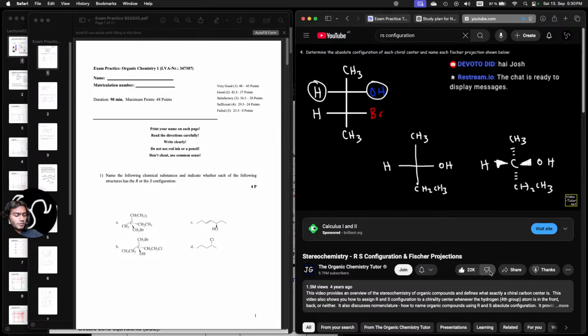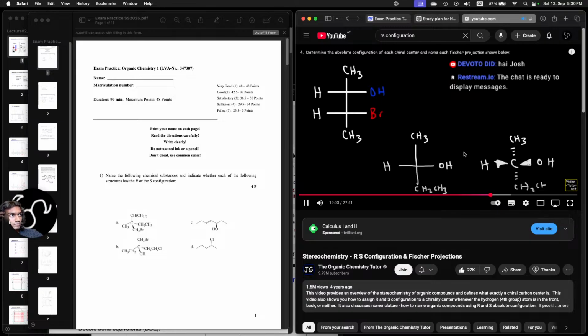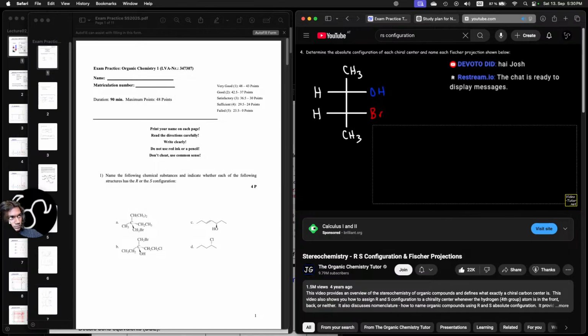You're going to have to reverse it when determining the configuration. So keep that in mind. But wait, let me make sure I drew this all right. Anytime group number 4 is in the front, you need to reverse it.